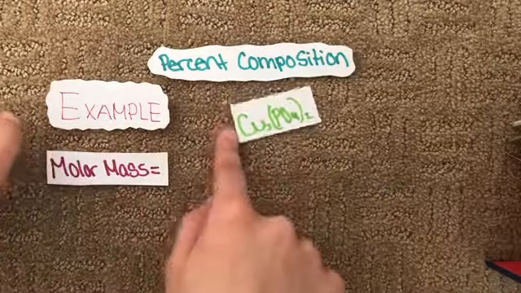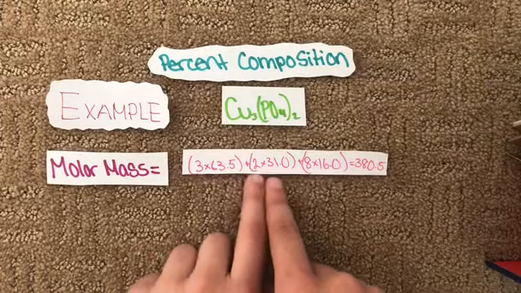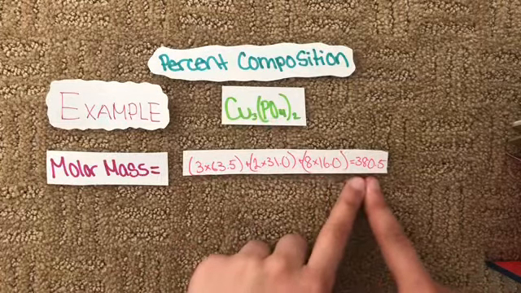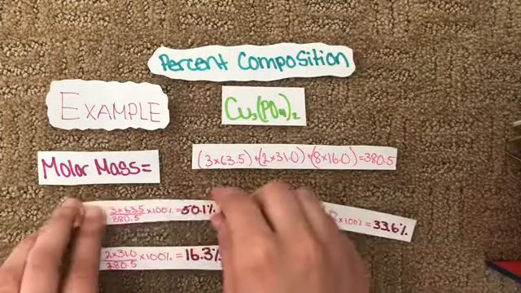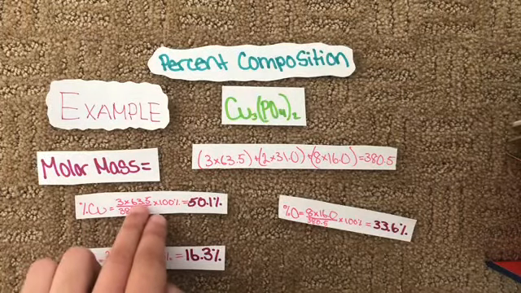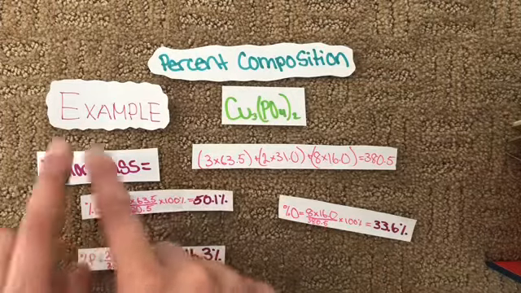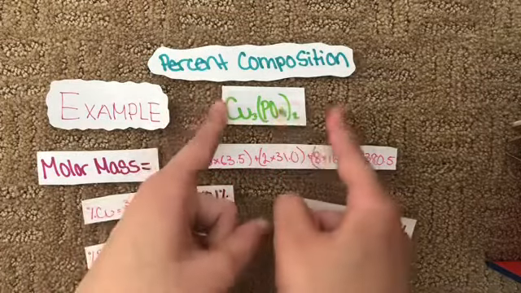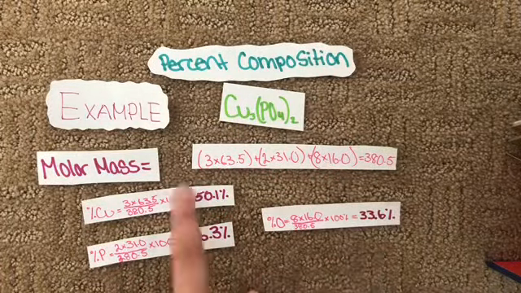Superphosphate, molar mass of this compound right here. The molar mass: we have 3 times 63.5 plus 2 times 31.0 plus 8 times 16.0, and we have a total molar mass of 380.5, and I can explain how. So percent of copper. What I did was I took the number of atoms of copper and multiplied it by its atomic mass and divided it by the total molar mass of the compound. Then you multiply it by 100% to get the percent of the element in your compound. And at the end, all your elements should equal 100%.